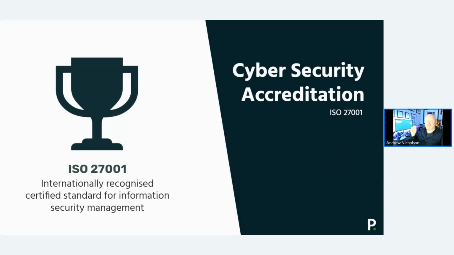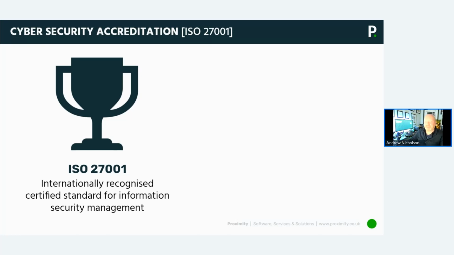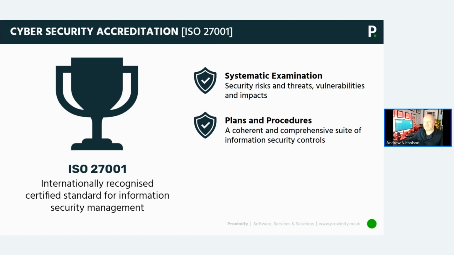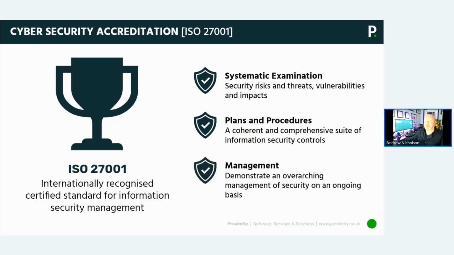Should your business be international, then you may wish to look at the International Organization for Standardization Certificate 27001, or ISO 27001 for short. This is an internationally recognized standard for information security management. Now, this is a more expansive certification, and it requires organizations to systematically examine the organization's information security risks, taking into account the threats, vulnerabilities, and impacts, design and implement a coherent and comprehensive suite of information security controls and all other forms of risk assessment to address those risks that are deemed unacceptable, and adopt an overarching management process to ensure the information security controls continue to meet the organization's information security needs on an ongoing basis.